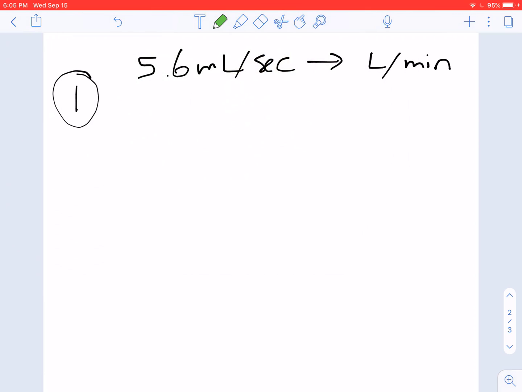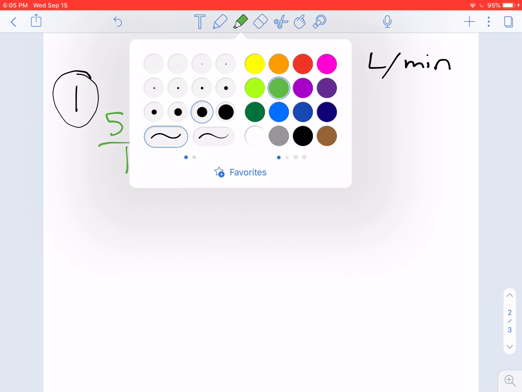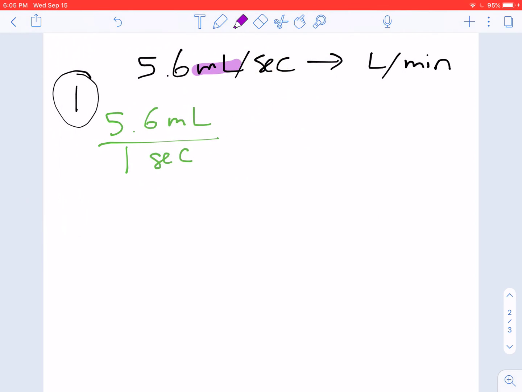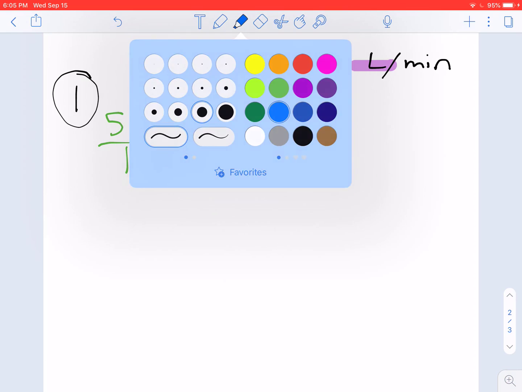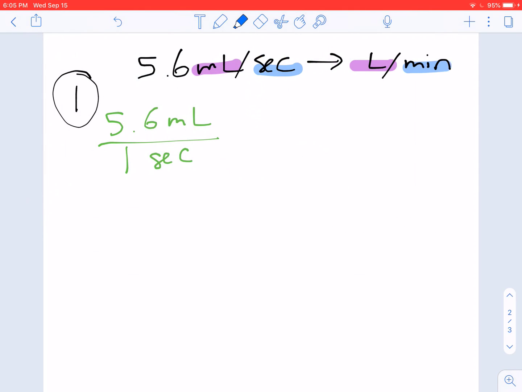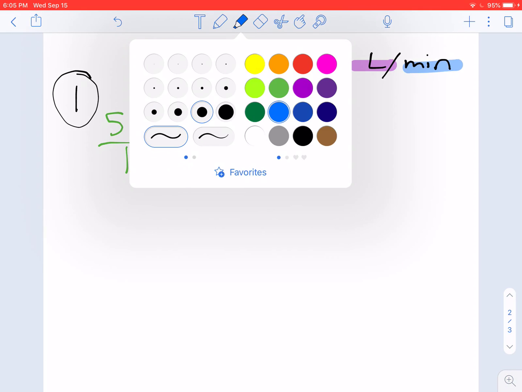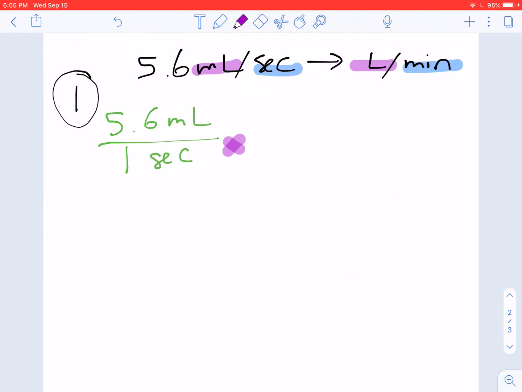So, as always, I'm going to write my number with units, 5.6 milliliters per second. Remember, if it's bothering you, you can always put a 1 there. I'm going to use different colors. I'm going from milliliters to liters, and seconds to minutes.